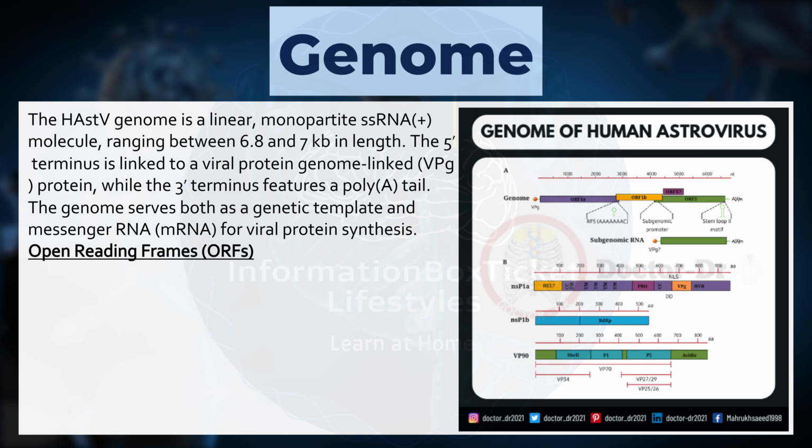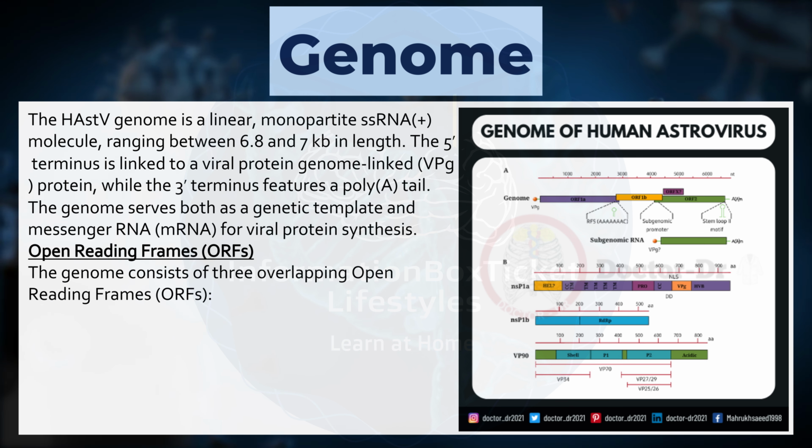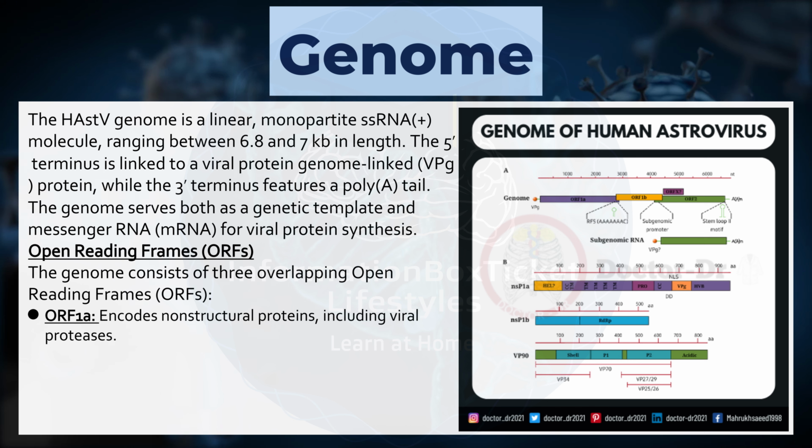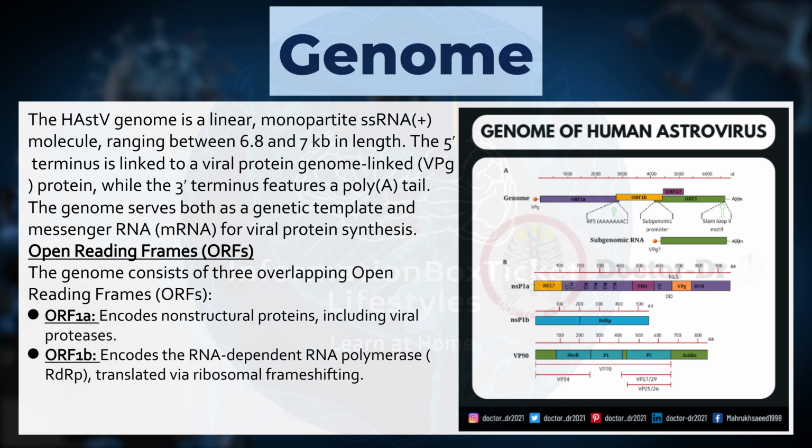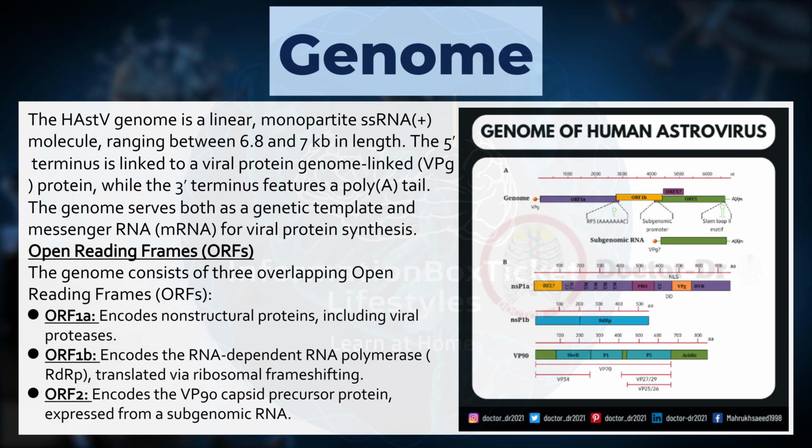Open reading frames, ORFs. The genome consists of 3 overlapping open reading frames. ORF1a encodes non-structural proteins, including viral proteases. ORF1b encodes the RNA-dependent RNA polymerase, translated via ribosomal frameshifting. ORF2 encodes the VP90 capsid precursor protein, expressed from a subgenomic RNA.